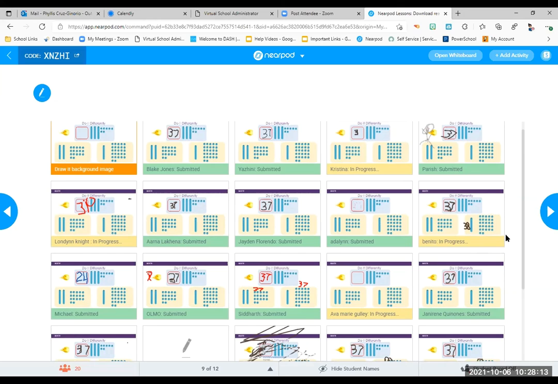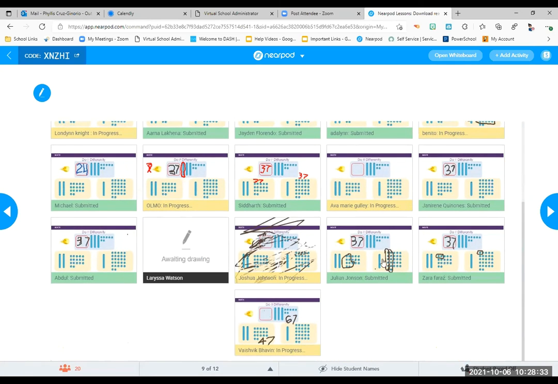And let's look at Benito. Benito, when you're done circling your 10s in that last box, you'll notice there are only 7 left over that can't make a 10. So that's something to practice, okay, guys? Circling groups of 10s to see how many 10s are in each number.